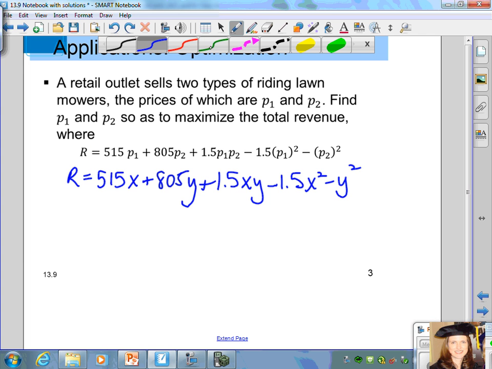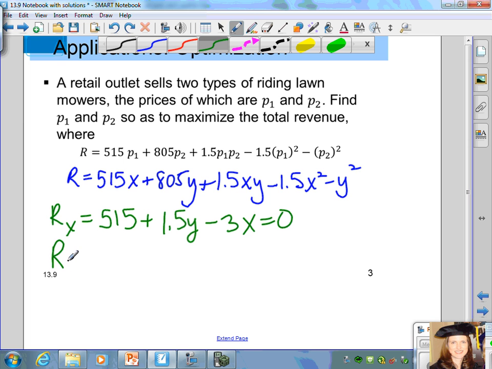So let's take the partial derivative of this function with respect to x. Treat x as a variable and y as a constant, and that partial derivative is going to be 515. The derivative of 805y is going to be 0 because we're treating y as a constant. The derivative of 1.5xy is going to be 1.5 times y. We're treating x as a variable. And then the partial derivative here would be 2 times negative 1.5 or 3x, and the derivative of y squared would be 0. So we want to find out where that first partial derivative equals 0.